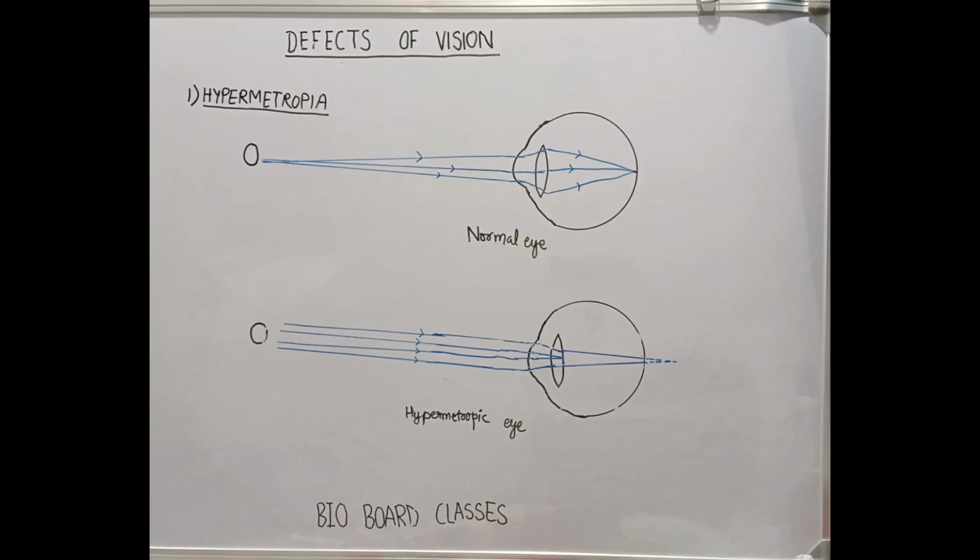Next is hypermetropia, also known as farsightedness. In this case, a person can see distant objects clearly, but nearby objects appear blurry. Why does this happen? Because the eyeball is too short or the eye lens is too flat, increasing the focal length of the lens. So light rays from nearby objects get focused behind the retina.